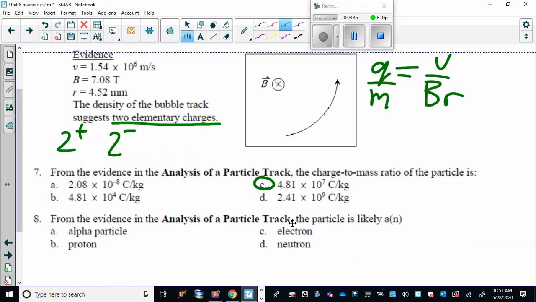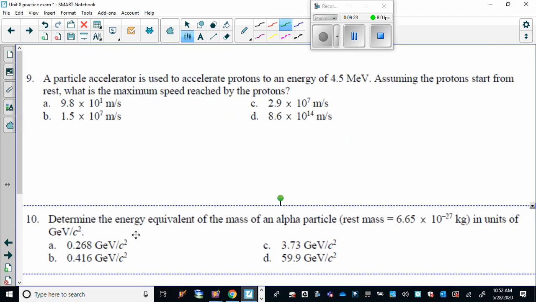This is the one which you have to think about a wee bit more. From the evidence in the analysis of the particle track, the particle is likely what? Actually, you don't even have to think about this much at all, because if it says the density of the bubble track suggests 2 elementary charges, then what's it likely to be out of an alpha particle, a proton, a neutron, or electron? Well, certainly not a neutron. -1, +1, +2. There's your answer. All right. Well, that one wasn't as hard as I thought. Let's go on. Number 9.